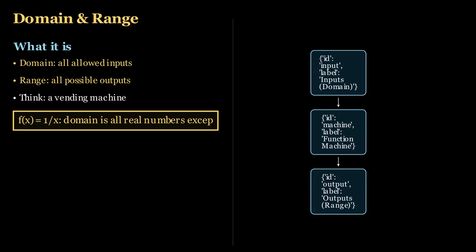So if you think of a function as a machine that takes a number and does something to it, the domain is the menu of numbers you can safely put in without breaking the machine, and the range is the menu of snacks you might get back.